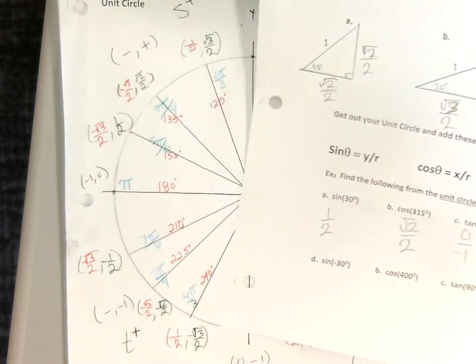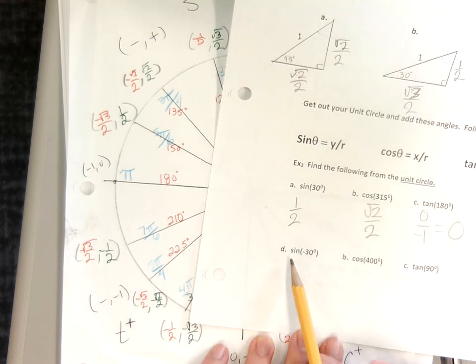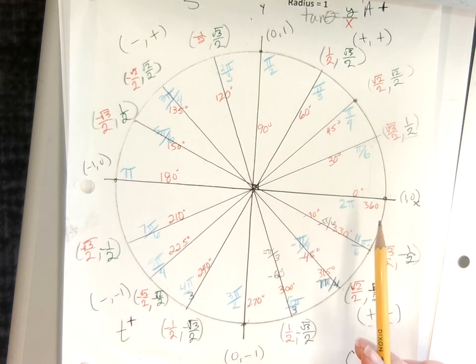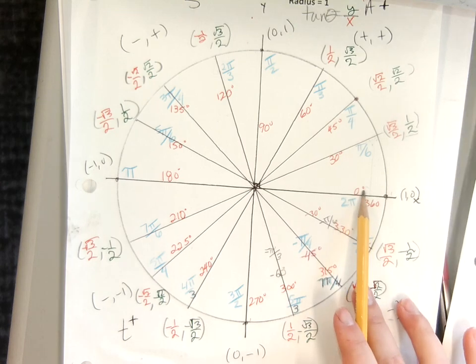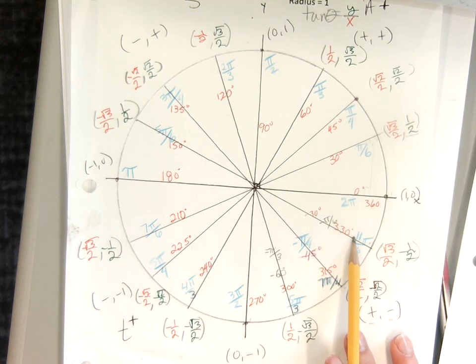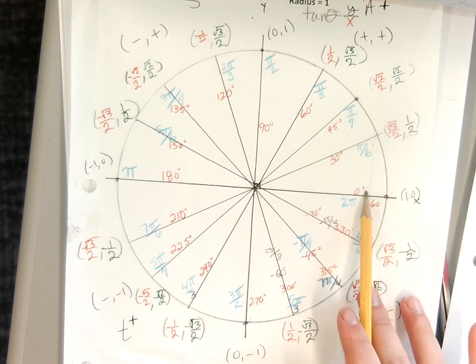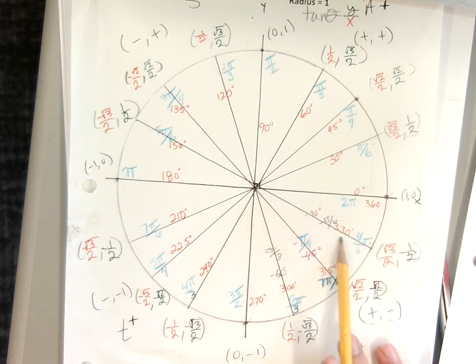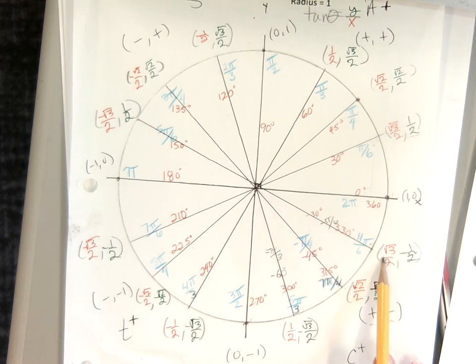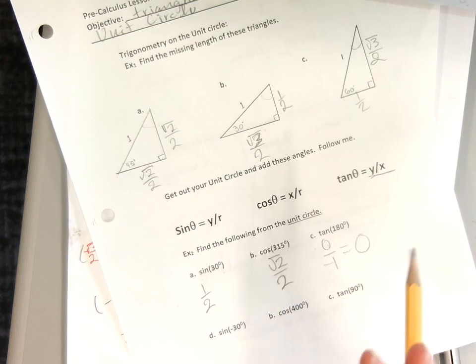Now we're going to look at sine of -30. So we're going to start here at 0, and we're going to go back 30 degrees. So at -30, sine is -1/2. That is the y value.